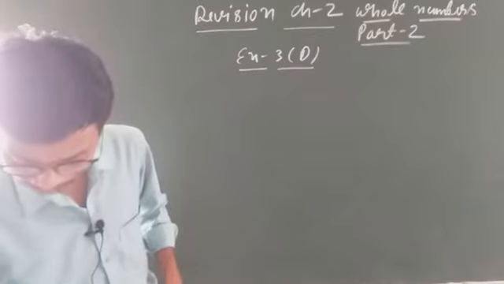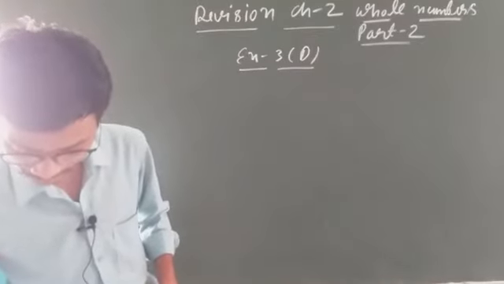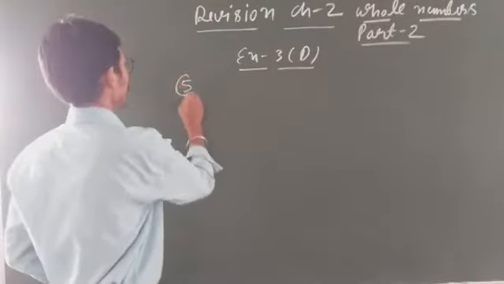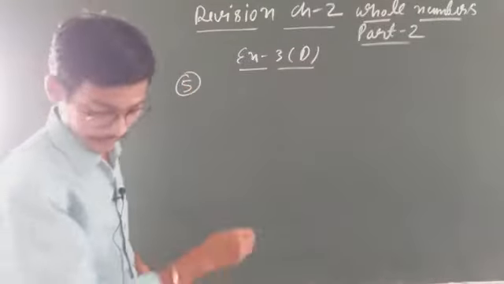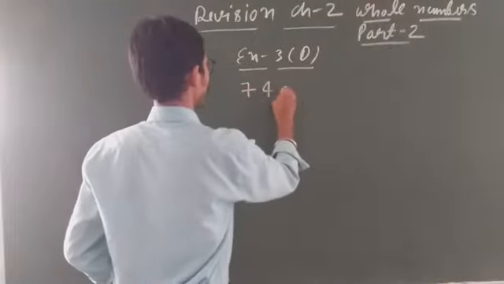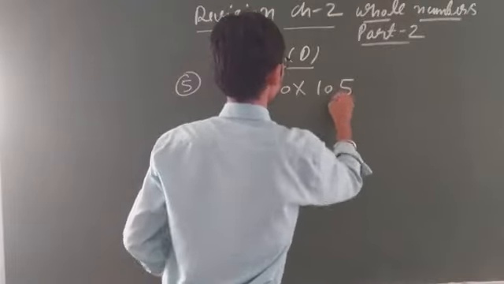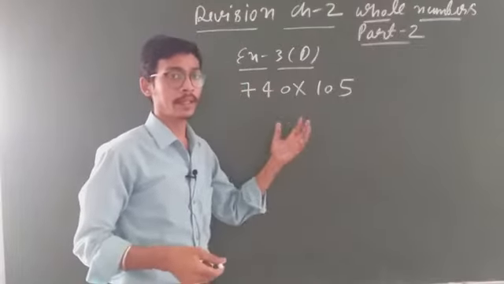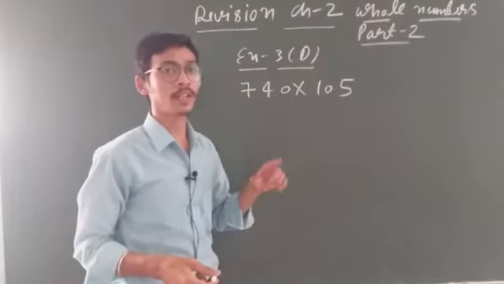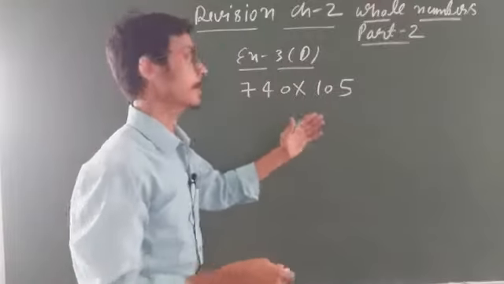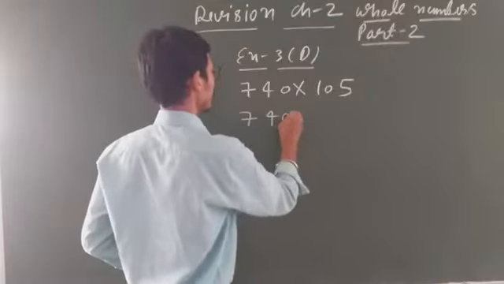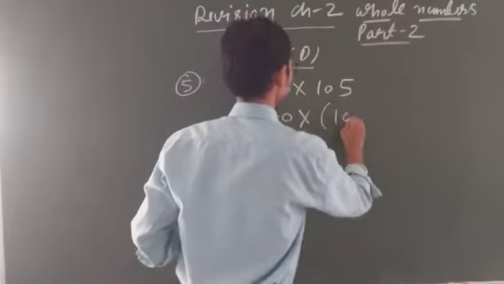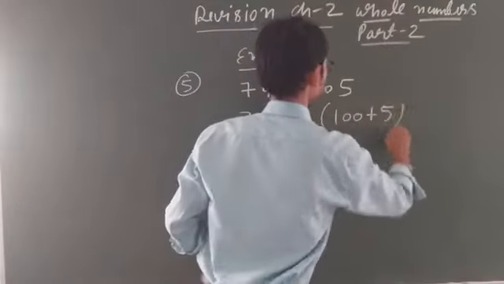What is given? Question number 5. Like question number 5 is given: 740 into 105. Clear? Now the student who does not apply the rule, what will he do? He will multiply directly. Clear? But you know about the rule because I cleared all the basic concepts. So what will you do, student? You will break it. So it will become 740 multiplied by 105. What can you write? You can write 100 plus 5.